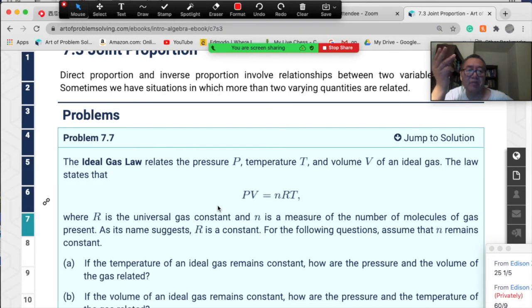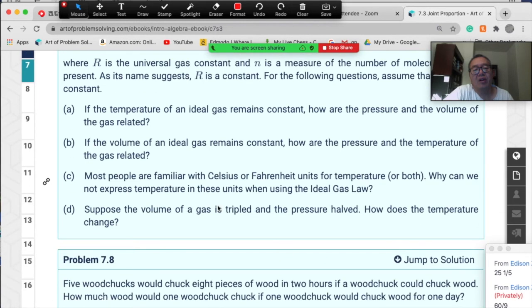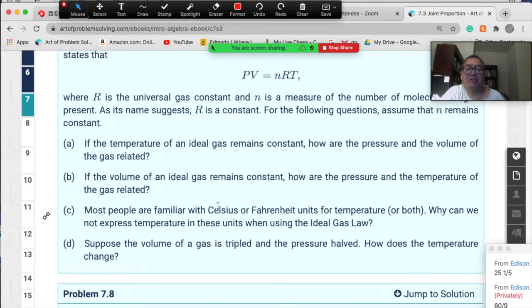Then we have three variables. That's P, pressure, V, volume, and T, temperature. Now A, if the temperature of an ideal gas remains constant, how are the pressure and the volume of the gas related? So here you have these three variables. They tell you that the temperature variable is kept constant. If this is a constant, then what is the relationship between pressure and volume?